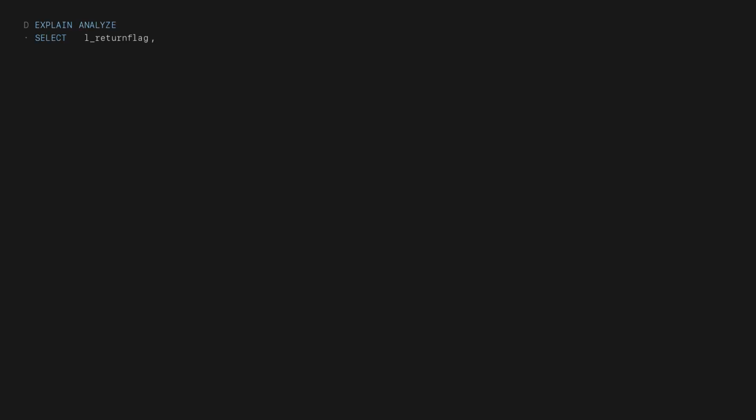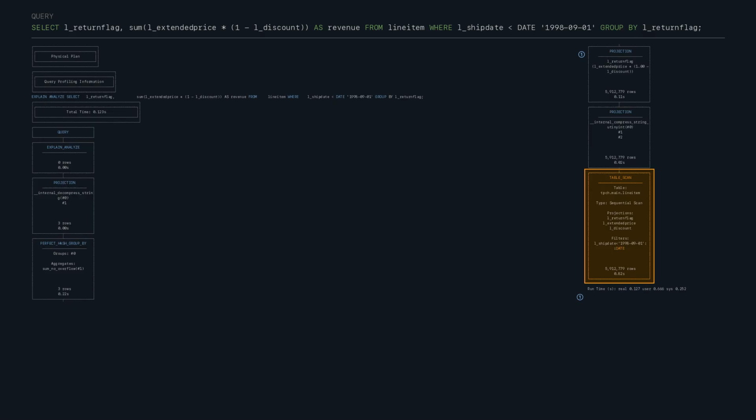Welcome back. Let us walk the same query at the default vector size and read the operator costs. The sequential scan dominates wall clock, that is memory bandwidth, the floor of any aggregate over 6 million rows. The projection is nearly free because it compiles into one tight SIMD loop. The hash group by is also nearly free because 3 groups fit inside 2 registers.